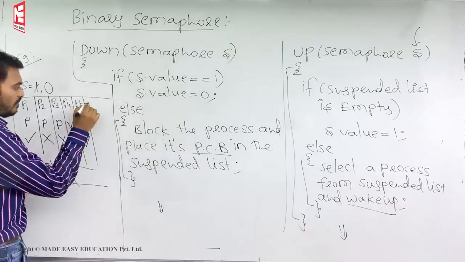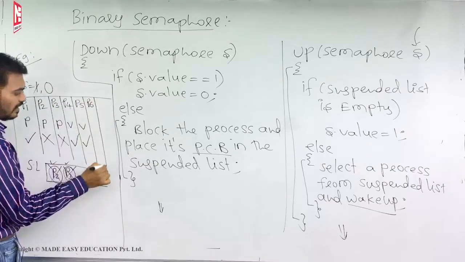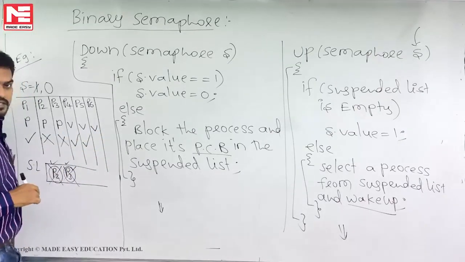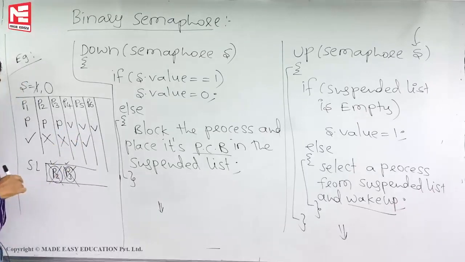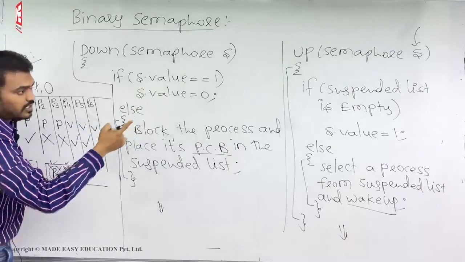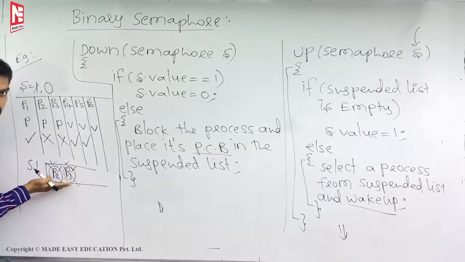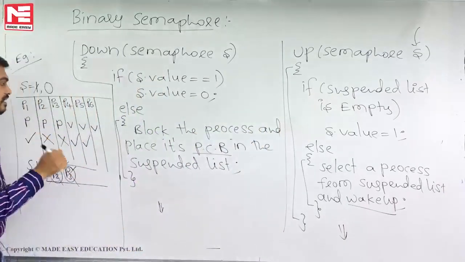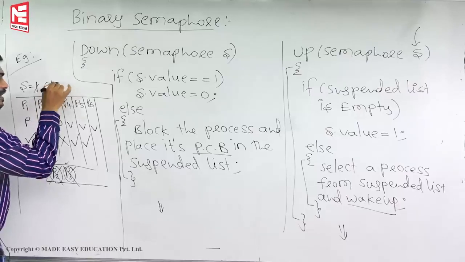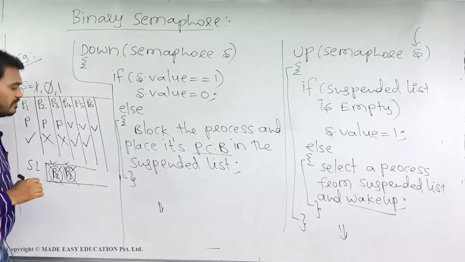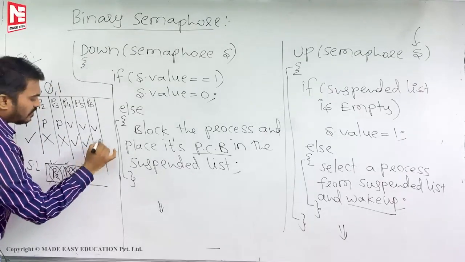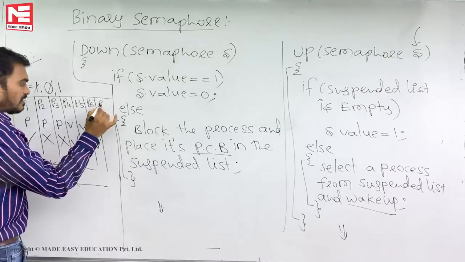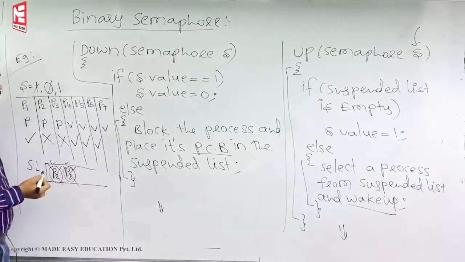Next. Now process P6 performing up operation. Now tell me, P6 जब up operation कर रहा है तो क्या होगा? Now same thing, कोड चलाओ. Suspend list is empty, true or false? True. Suspend list empty है तो अभी semaphore value क्या होगा? 1 होगा. Now the semaphore value becomes 1. Now tell me, successful or unsuccessful? Successful only. Up operation always successful. Now process P7 performing up operation.